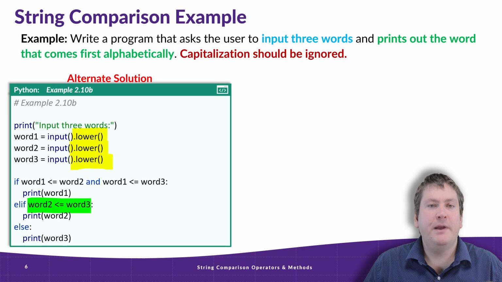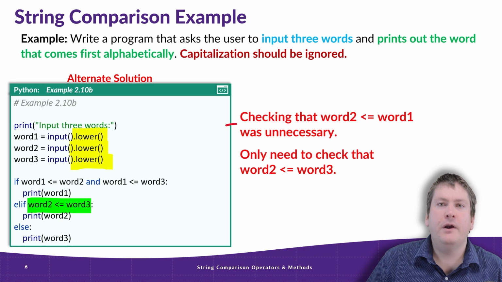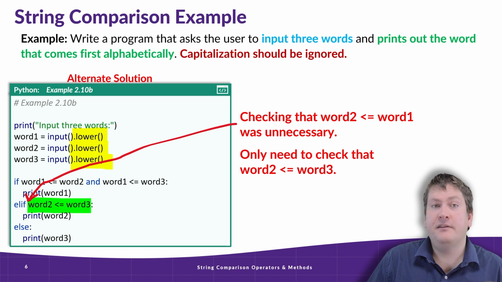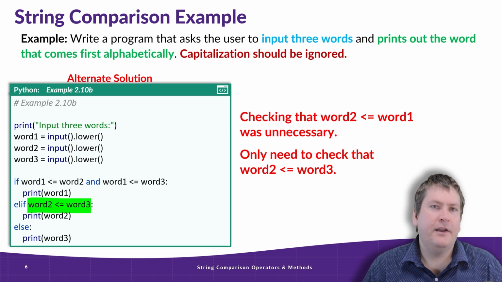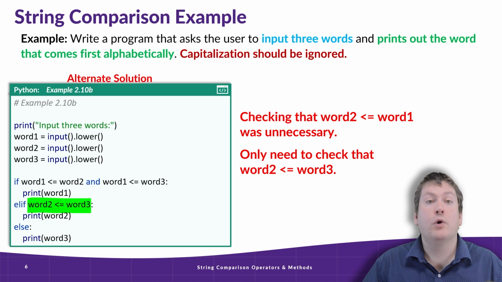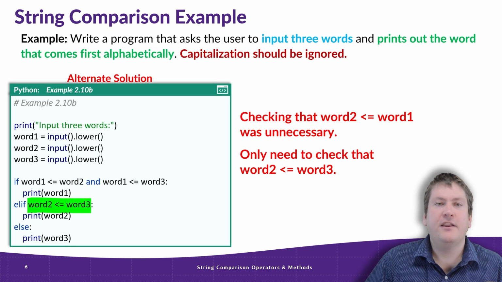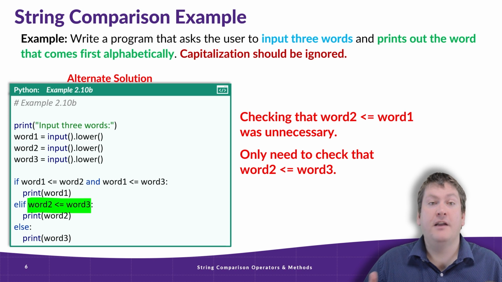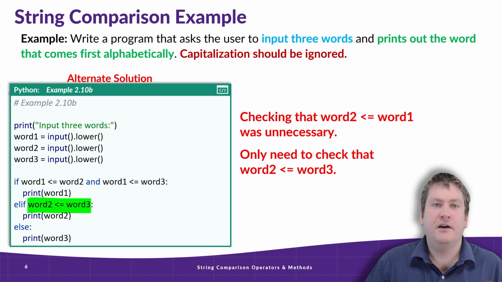The other change we made was to the condition of this else if statement. Before it had a second condition that was word 2 is less than equal to word 1. But that was unnecessary. But why was it unnecessary? Well, if we took a look at the first condition in the start of the if, we're basically checking if word 1 is the lowest. And the only way we will get to the else if is if word 1 is not the lowest. This resulted in a false.